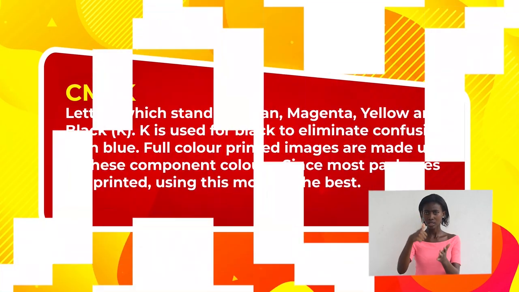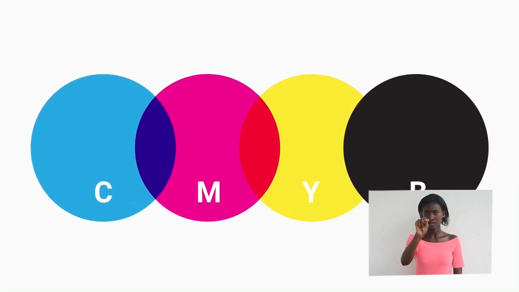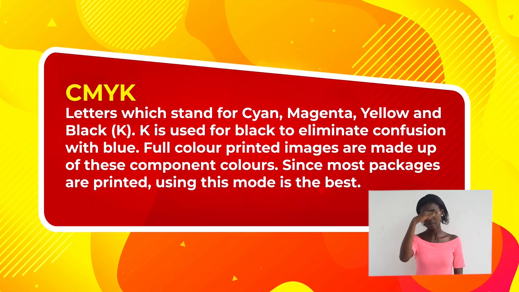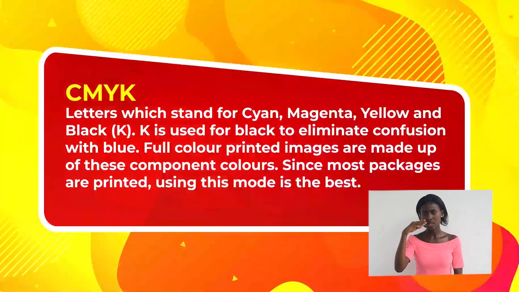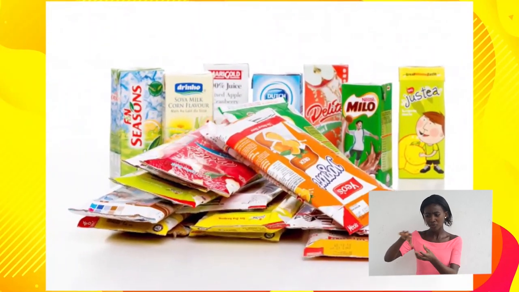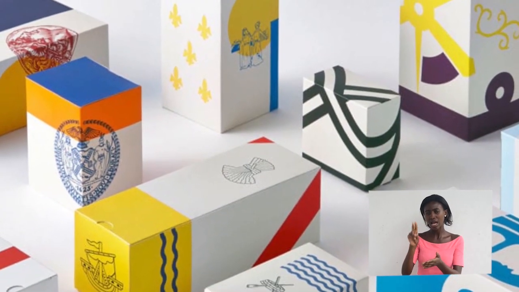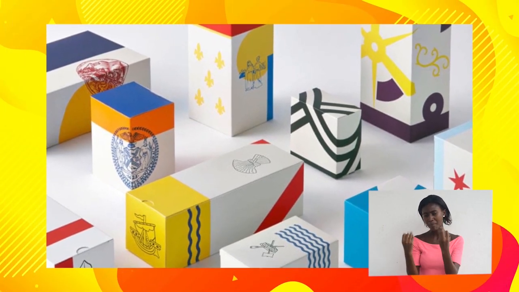CMYK, letters which stand for cyan, magenta, yellow, and black. The K is used for black to eliminate confusion with blue. Full color printed images are made up of these component colors. Since most packages are printed, using this mode is the best.